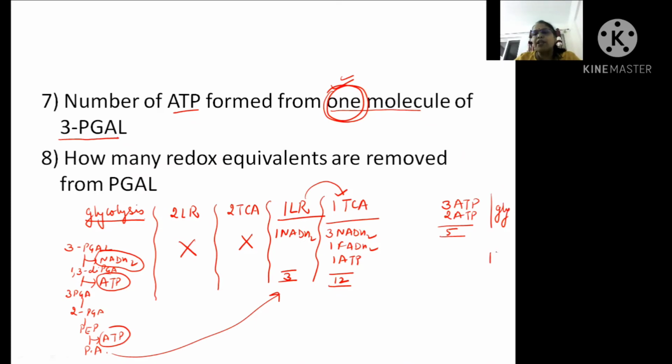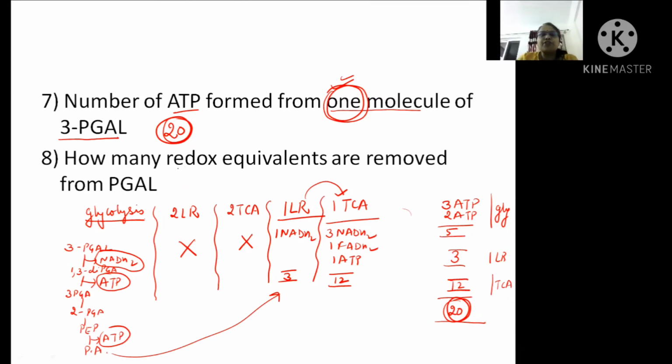And you know, one link reaction is giving you total 3 ATP. Clear? And one citric acid cycle is giving you total 12 ATP. So now I hope you can give me the total. Total will be coming 20 ATP. This many ATP you will get when you break down one molecule of 3-PGAL. Is it clear, beta? This is the calculation of TCA, and this is your link reaction.